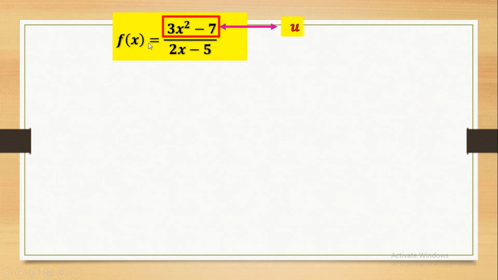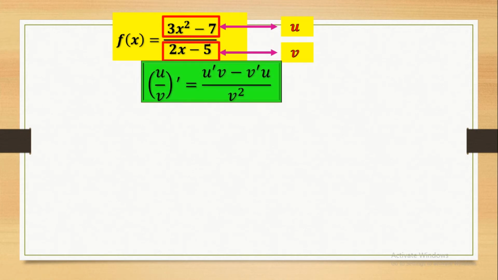Note that f of x is equal to 3x squared minus 7 over 2x minus 5. Isn't it in the form of u over v? Well, what about the derivative when we have u over v? Actually, the rule gives us u over v prime equals u prime v minus v prime u over v squared. Well, let's start with it.